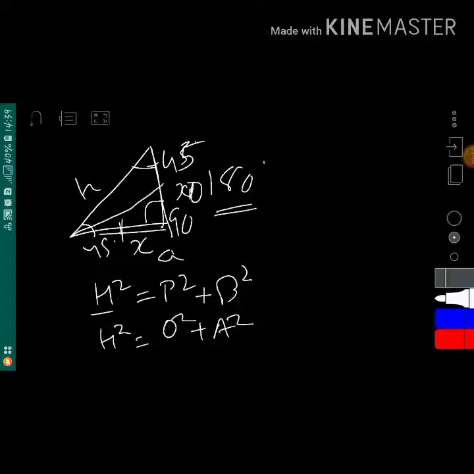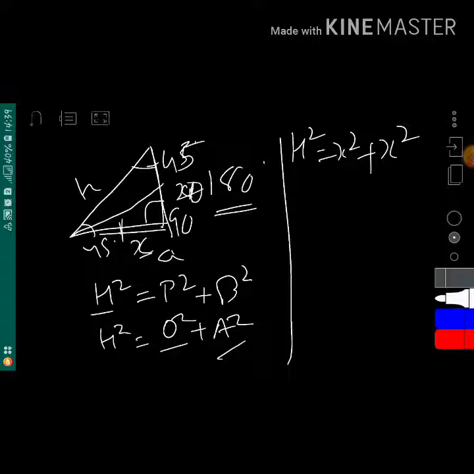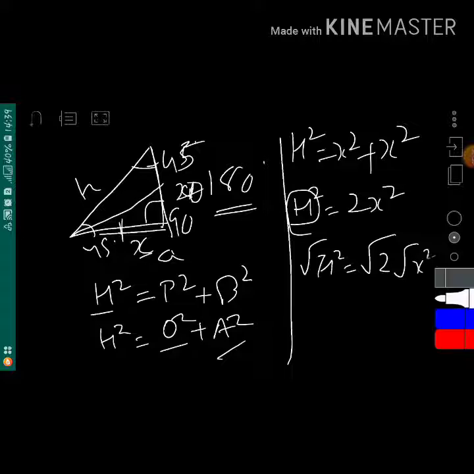So you will take this as x and this also x. H square is equal to, my O square is obviously x square, my A square is also x square. So you will have 2x square. Now you need only the hypotenuse, you don't know the square, so you will take the square root on both sides. H is equal to root 2 times root x square.